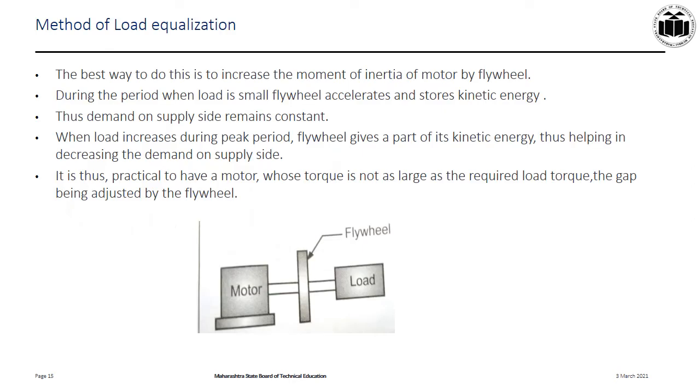Whenever load fluctuation is there, a flywheel is used in order to increase the moment of inertia of the motor. During the period when the load is small, the flywheel accelerates and thus stores kinetic energy, and thus the demand on the supply side remains constant. It means it will not decrease. But when the load increases during the peak period, the flywheel gives a part of its kinetic energy and thus helps in decreasing the demand on the supply side.